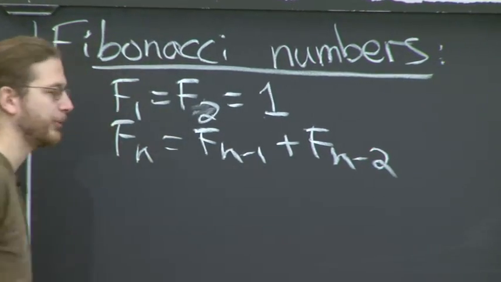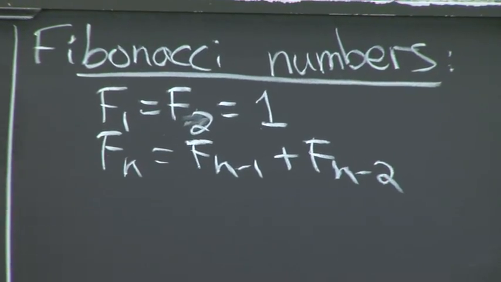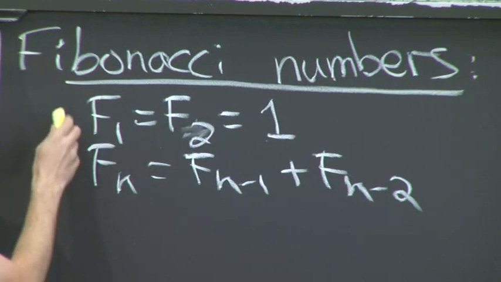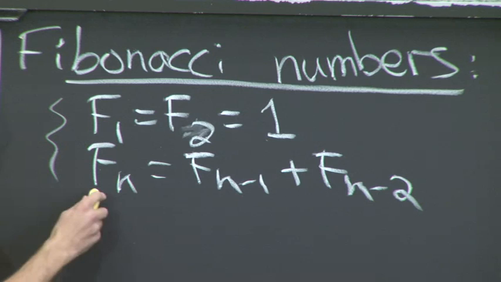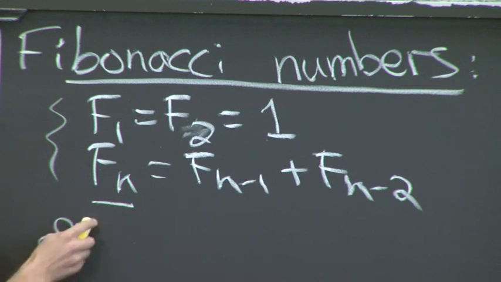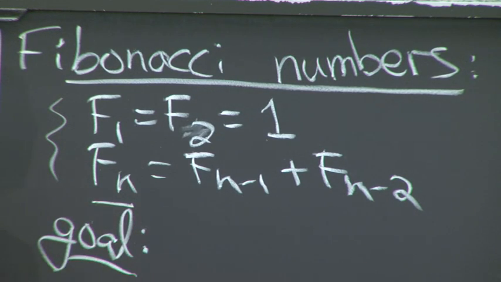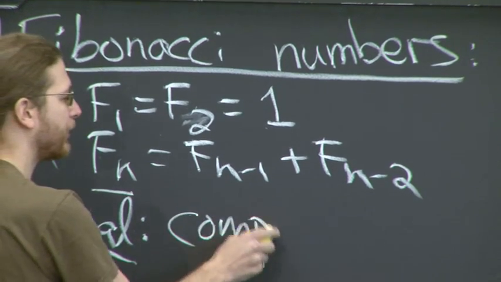We've mentioned them before. We were talking about AVL trees, I think. So this is the usual, you can think of it as a recursive definition or recurrence on Fibonacci numbers. It's a definition of what the nth Fibonacci number is. So let's suppose our goal, an algorithmic problem, is compute the nth Fibonacci number.